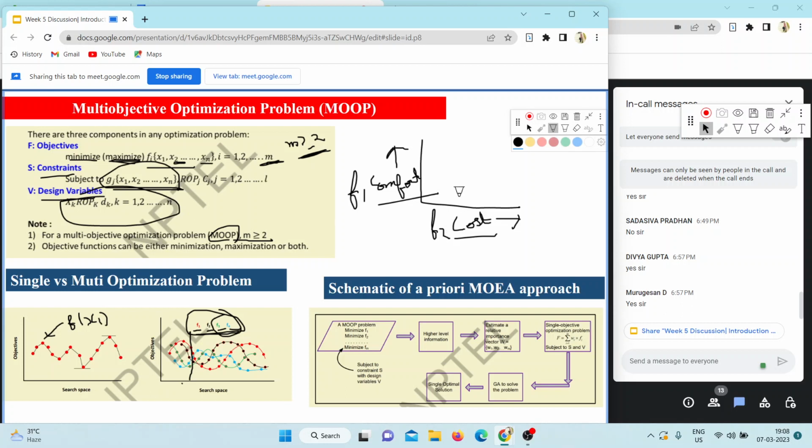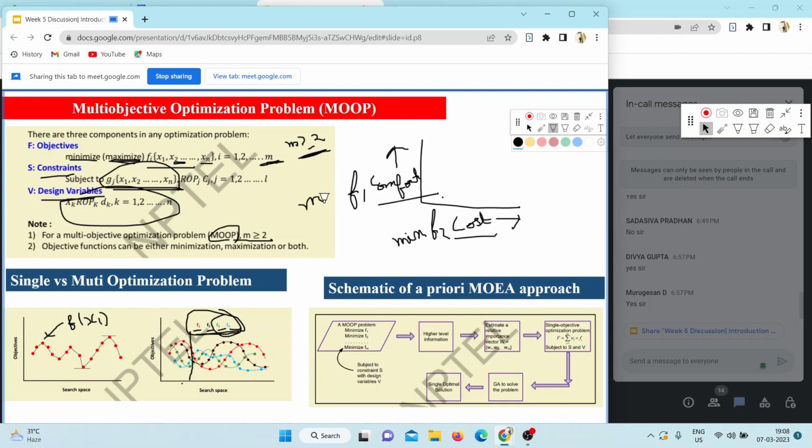So what will happen is, when your cost is less, our target is to minimize f2 and maximize f1. But at a time you will see that when f2 is minimized, that is cost is minimized, our comfort is also minimized. So that is the problem here. We want one to be maximized and one to be minimized, but at a time both are minimized. So our graph would be starting from here.